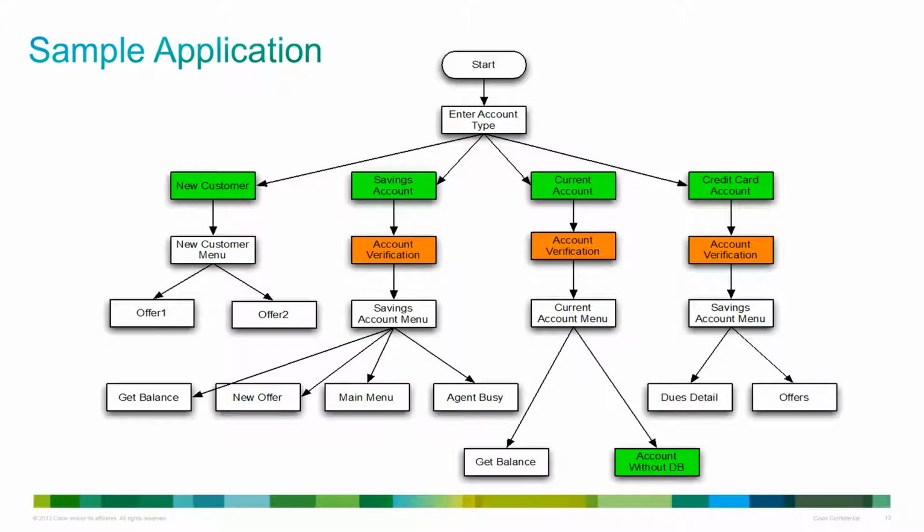With the subflow feature, we can define a subflow called account verification and call it whenever we need it. You can also logically segregate the application based on the application logic. For example, savings account can be defined as one subflow. Okay, let us look at the actual application built on that concept.